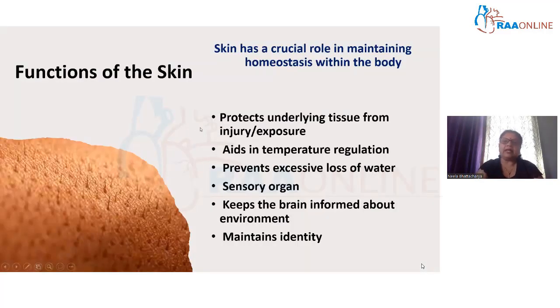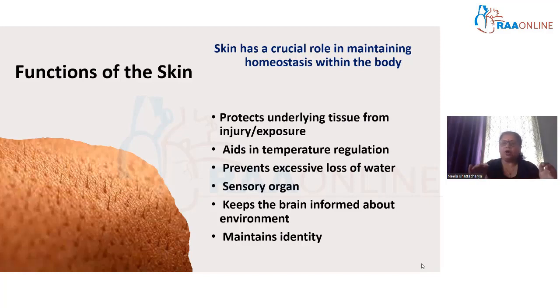Why is it that any area we want it to be covered by skin and not by some other tissue? Because the skin has a crucial role in maintaining the homeostasis within the body. It protects the underlying tissue from injury and exposure. The papillary dermis, which has a lot of papillae, has a system whereby if it is very hot, it opens up to allow the temperature to go out. And if it is cold, then it shrinks further and keeps the body warm.